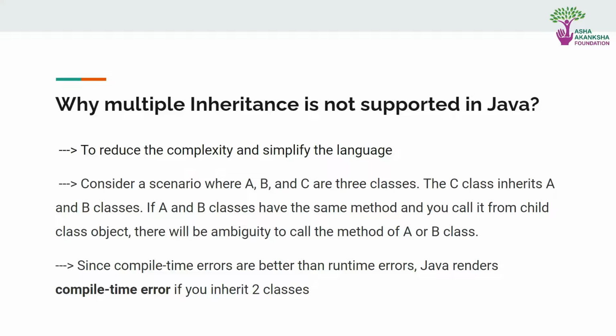Now, why is multiple inheritance not supported in Java? First of all, it reduces the complexity and simplifies the language. But one of the main reasons is, consider this scenario where A, B, and C are three classes. The C class inherits A and B classes. And if A and B classes have the same method and we call it from the child class object, there will be ambiguity in calling the method of A or B.